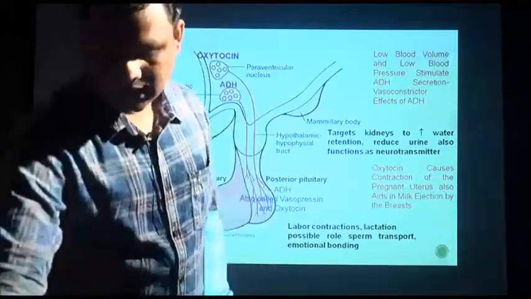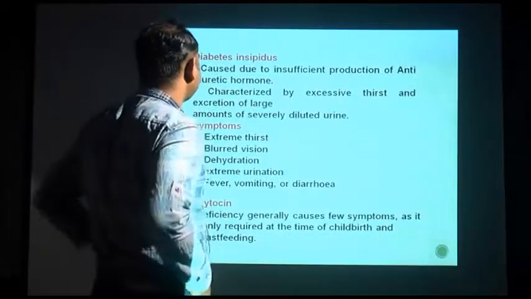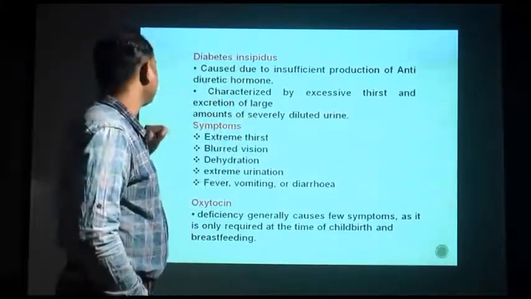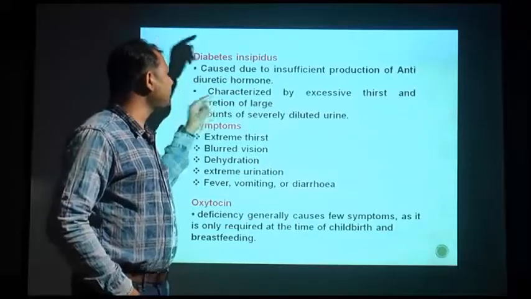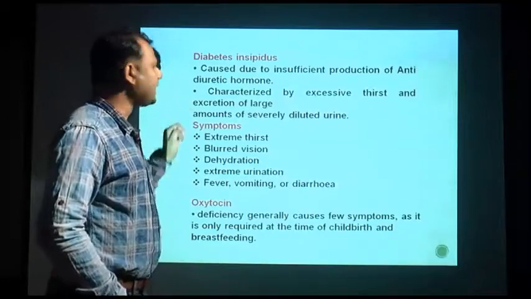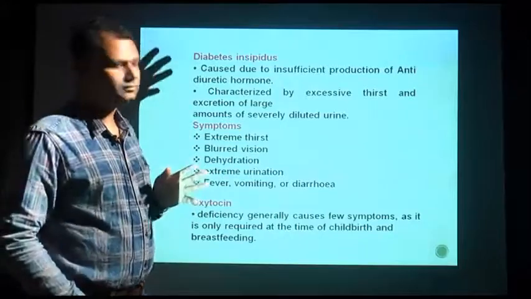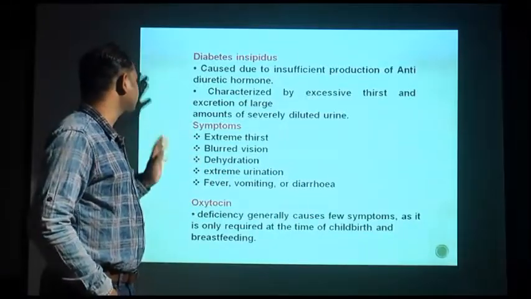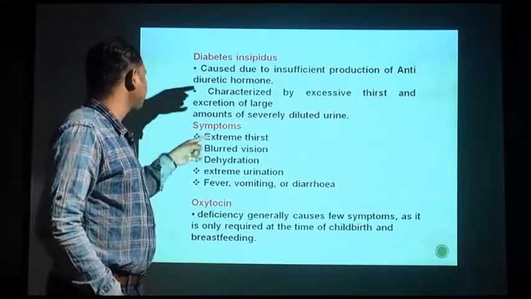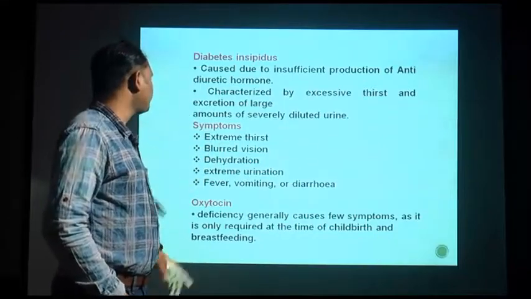Now, let us see what happens in diabetes insipidus. It is a condition related to antidiuretic hormone, or ADH, which we studied in the last slide. It is caused by insufficient production of antidiuretic hormone. It is characterized by excessive thirst and excretion. Okay, excessive thirst and excretion. So, what are the symptoms? Extreme thirst, blurred vision, dehydration, extreme urination, fever, vomiting, diarrhea.